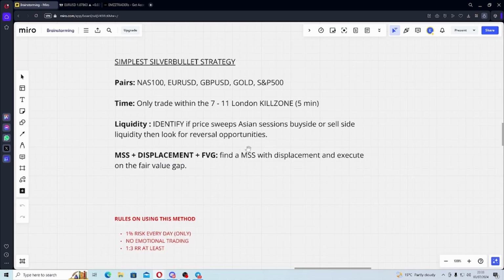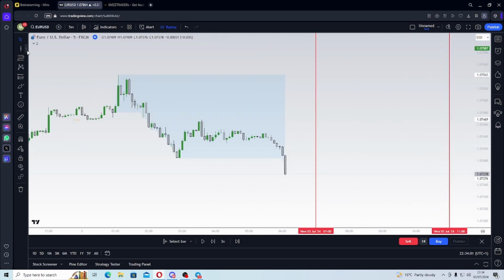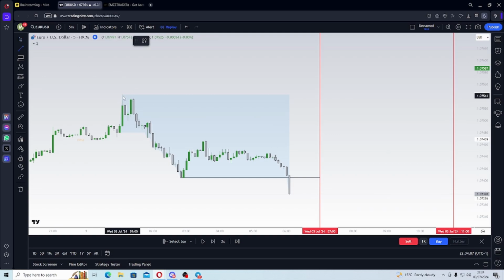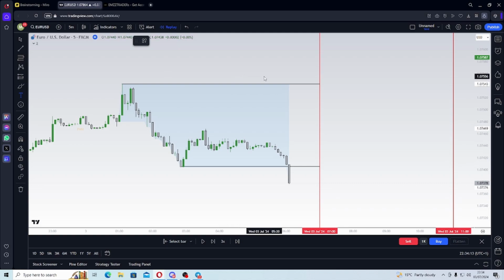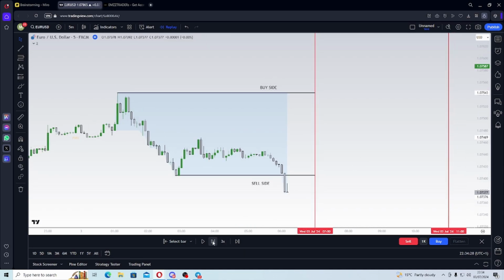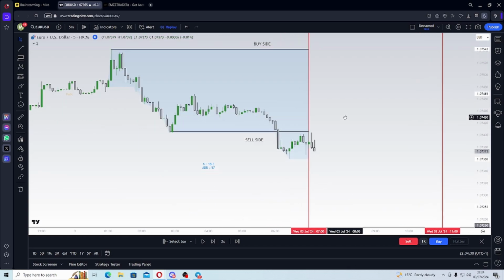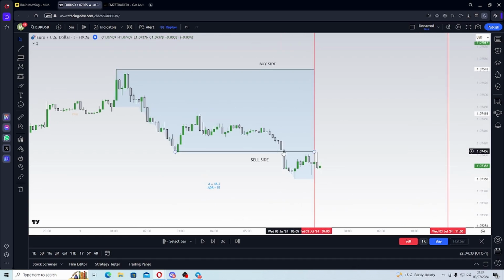Now we need to identify if price sweeps the Asian session's buy side or sell side liquidity. Then we look for reversal opportunities. So now we have the Asian session's sell side liquidity, which is right here, and we have the buy side liquidity, which is right here. Now we need to see which of these two levels actually gets swept first. If I play price forward a little bit, we can see clearly that the sell side liquidity has been swept. You can see it from right here.